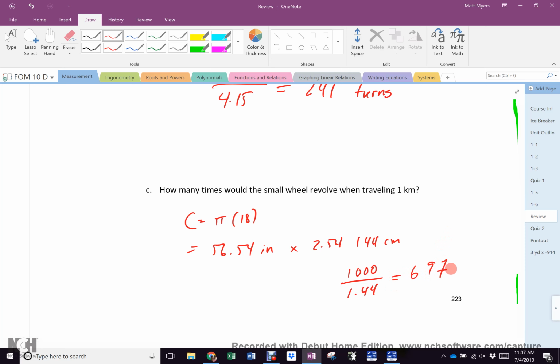What'd you do? The diameter of the big wheel divided by the diameter of the small one. And then you just times the amount. Works too.